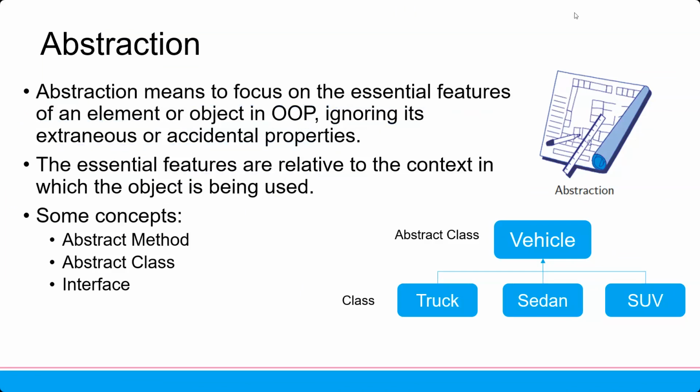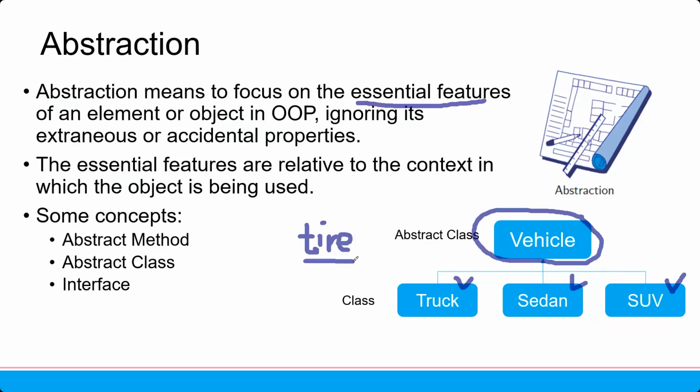So, for example, I would like to make an object about vehicle. We know vehicle can be anything, like maybe we have sedan, or truck is also a vehicle. SUV is also a vehicle. Bus is also a vehicle. So everything with tire, we can say they are vehicle. So we have the essential feature, which is tire.